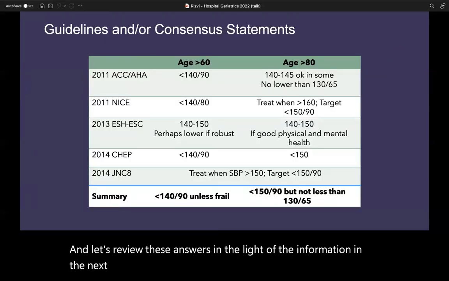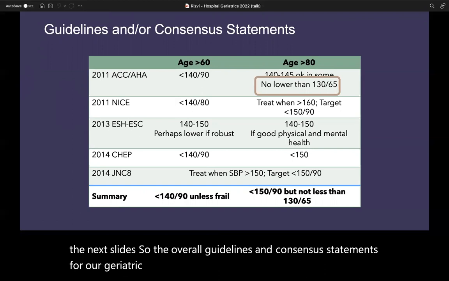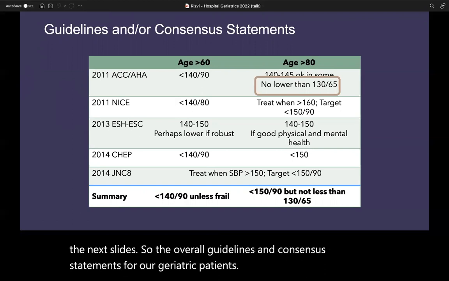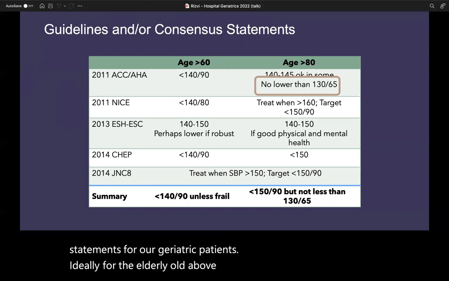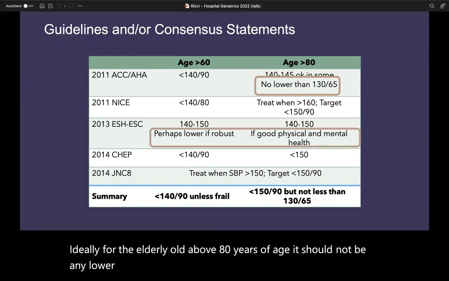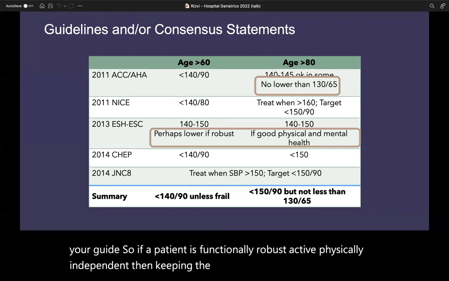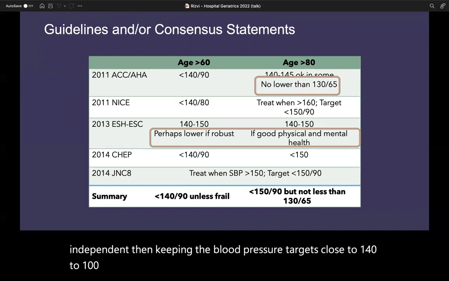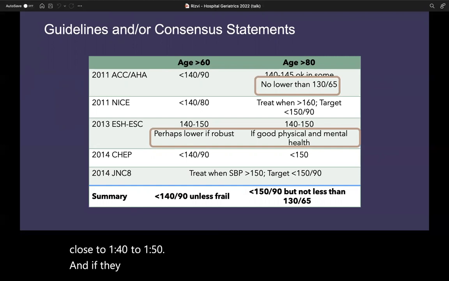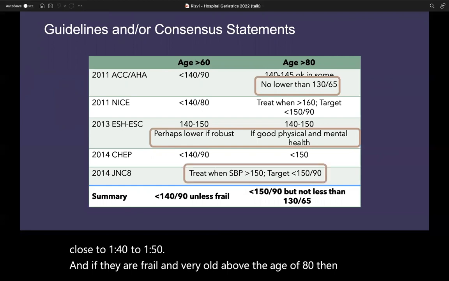So the overall guidelines and consensus statements for our geriatric patients, ideally for the elderly above 80 years of age, say it should not be any lower than 130 over 65. But what I always say is let the function be your guide. So if a patient is functionally robust, active, physically independent, then keep the blood pressure targets close to 140 to 150. And if they are frail and very old, above the age of 80, then maybe keep it close to 150.